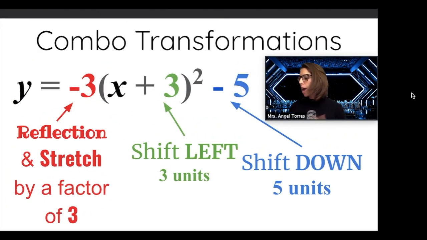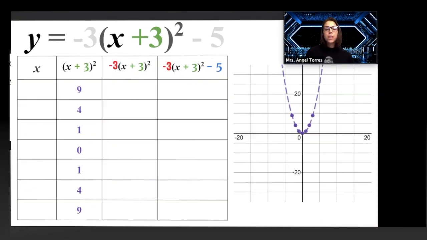Again, looking ahead, I'm predicting this will have a reflection because of a negative and stretched by a factor of 3, because that is a factor greater than 1. It'll be shifted to the left 3 units to account for that positive 3 in the vertex, and down 5 units because I'm subtracting 5. So here is our table.